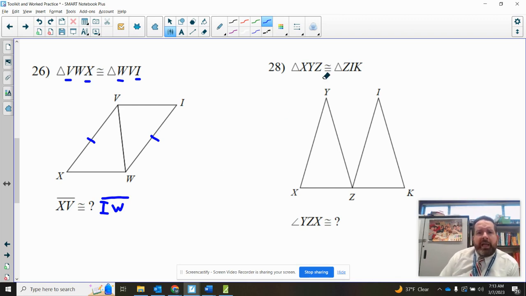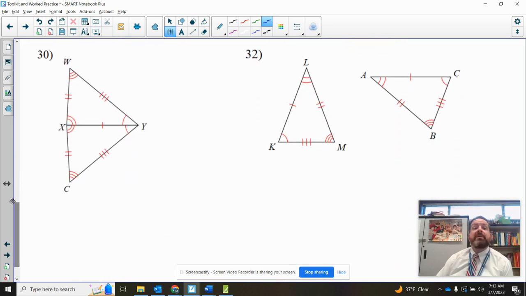Next up, angle YZX. So take a look at what we have here. YZX, look at the order. It's middle, last, first. So the other angle is going to be middle, last, first. So that's going to be YZX. YZX is this angle. IKZ is that angle. And yeah, those look like they match up.